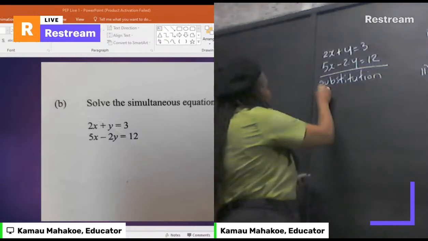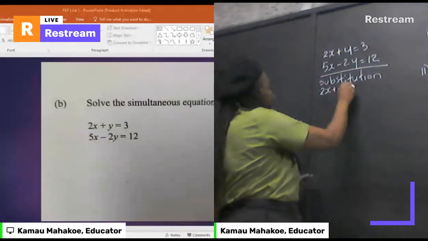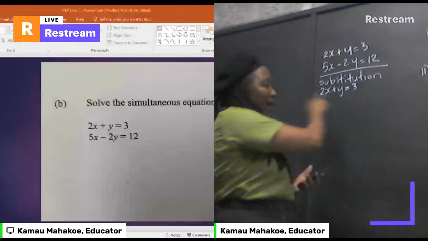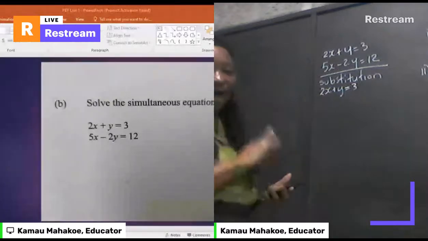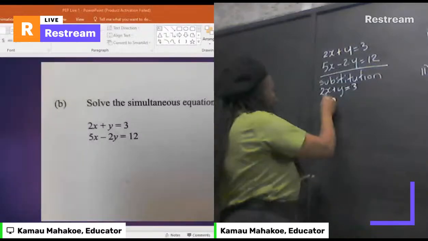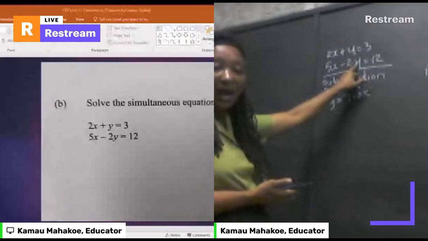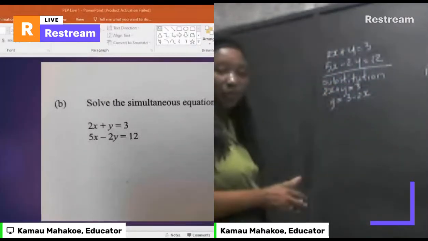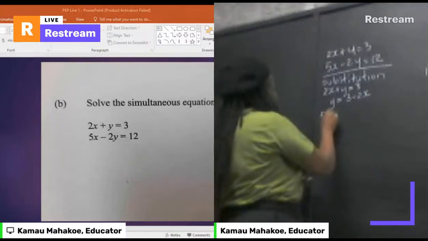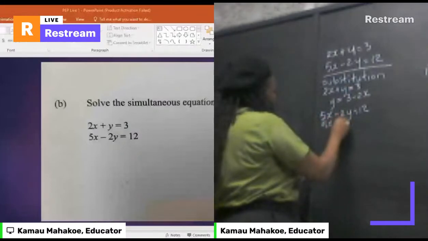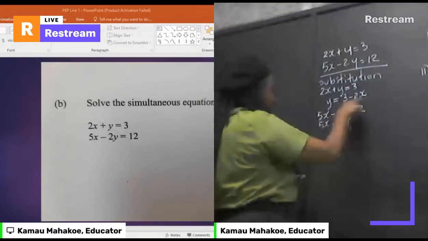So in that case, I pick the y, since it's just one y. What is in that equation? I would make y the subject, which means everything else goes over to the right and y itself stays on the left. So I will have y = 3 - 2x. Then I'm going to substitute this value for y in the other equation. I'm going to put a bracket where y is and put this value for y. So I would have 5x - 2(3 - 2x) = 12.